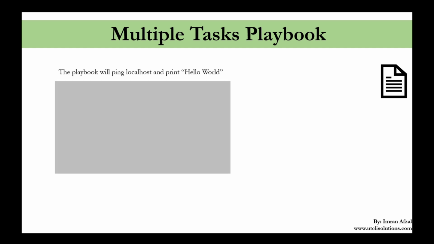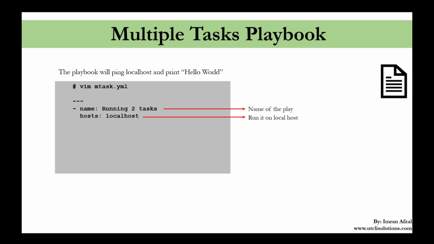All right, so the very first thing we have to do is use the Vim editor to create a playbook. We are going to name the playbook mtask, or multiple task, .yaml file. Then we will put in three dashes to identify that it's a YAML file. We'll give it a name, running two tasks, or any name of your choice. Of course, this is the name of the play. Then the hosts, where are you going to run those tasks? That will be on the localhost, where you have Ansible installed and where you're running the executable.